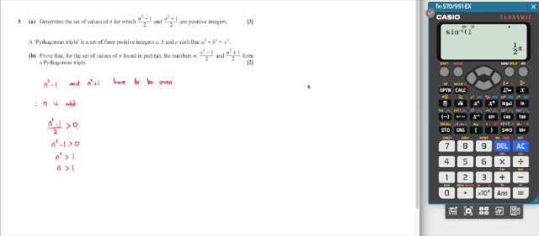So n is a positive integer. So assuming n is a positive integer, that therefore means n has to be an odd number greater than 1.